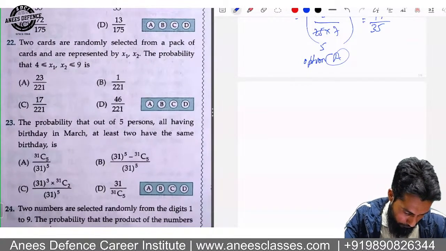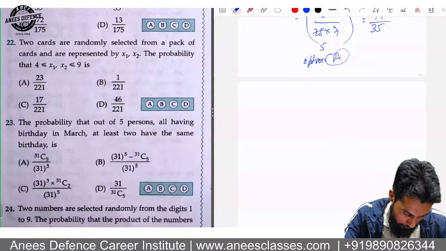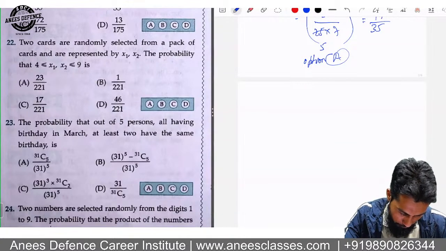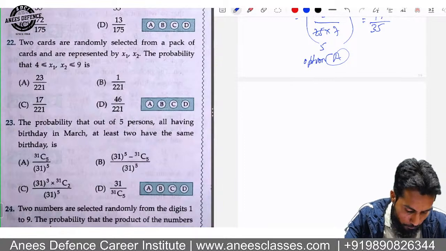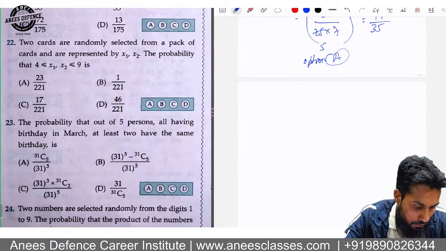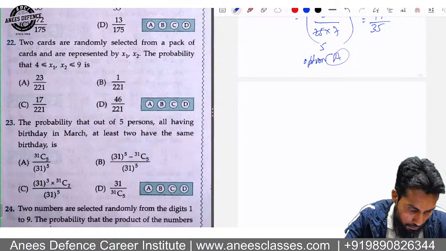Two cards are randomly selected from a pack of cards and are represented by x1 and x2. The probability that x1 is greater than or equal to 4 and second card is less than or equal to 9 will be what? Two cards are randomly selected from a pack of cards. How many total cards are there? Nothing given related to that. 22nd, but not correct.